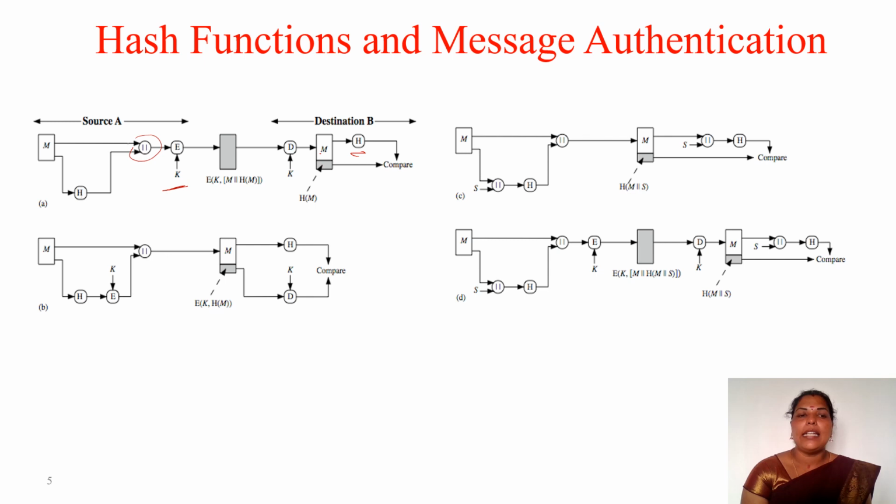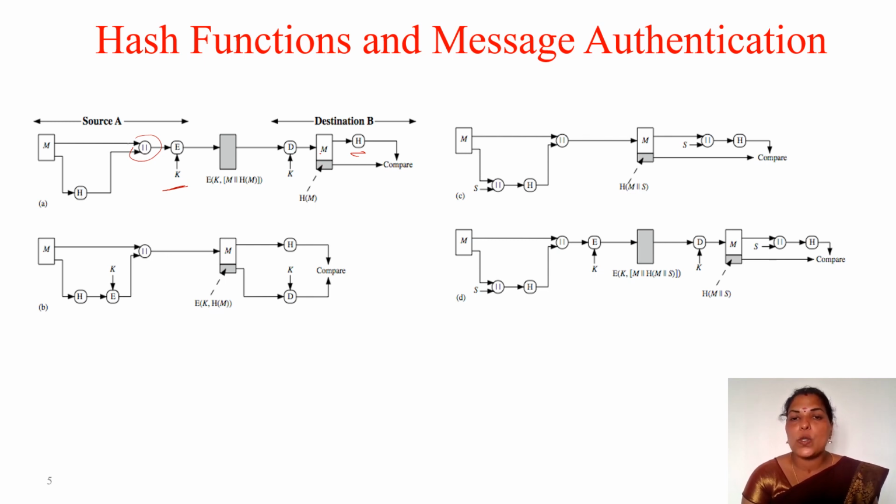Next, in case B, we have the message and then the hash of the message. Here the hash of the message is encrypted with the help of the key. Then the encrypted hash is concatenated with the message and sent to the destination. In the first case, if confidentiality needs to be maintained, we have to concatenate the message and the hash of the message, and then encrypt. But here it is not providing any confidentiality; only authentication is provided.